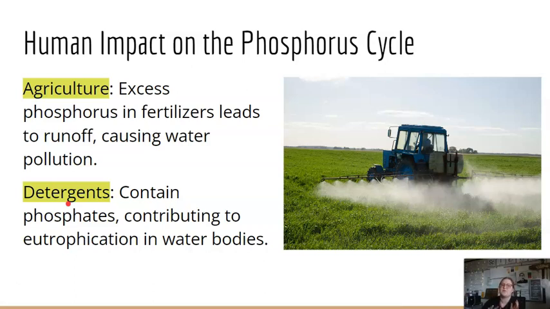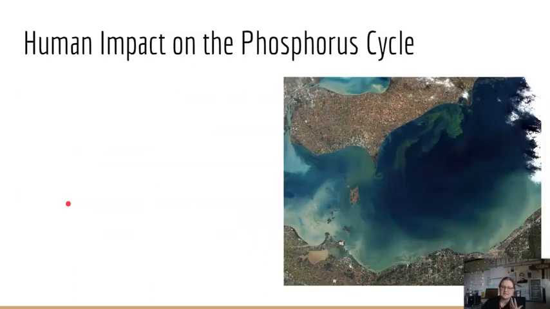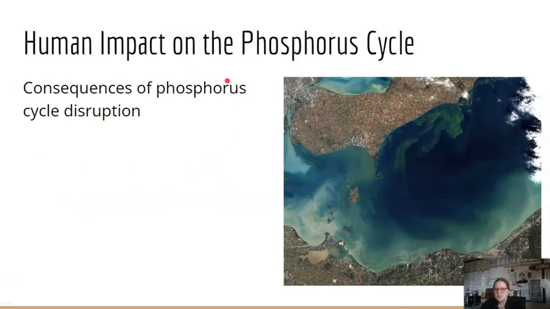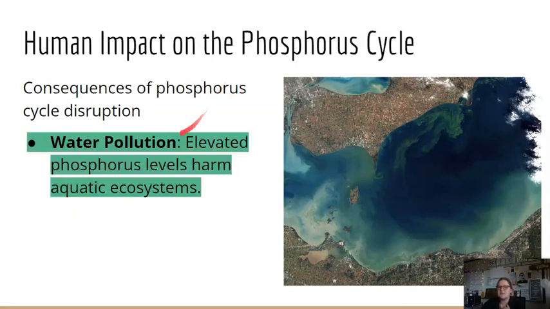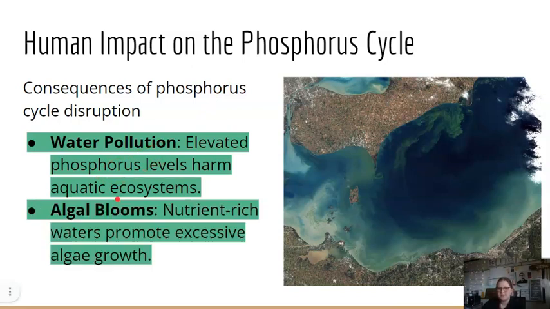Eutrophication is when you have too many nutrients in a body of water and you get a lot of algae and a lot of plant growth, and it outcompetes all the other living things, which is not great for a healthy ecosystem. So the consequences of us disrupting the phosphorus cycle are water pollution. Elevated phosphorus levels harm those aquatic ecosystems, and also cause algal blooms. You can see in this picture, we have pretty clear water in the middle, but we can see the green swirls coming off the sides.